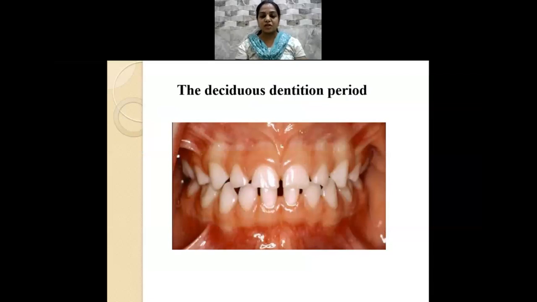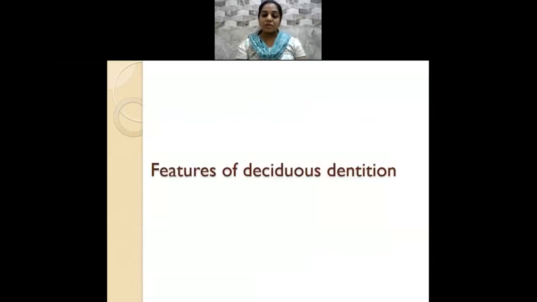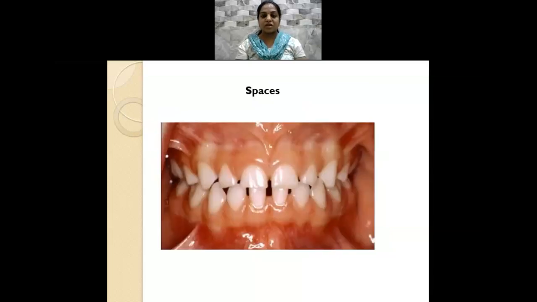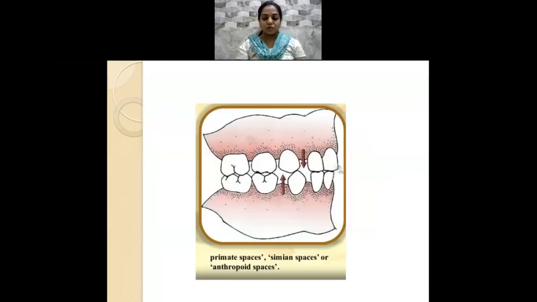Coming to the deciduous dentition period, this has various features. The main important features of deciduous dentition are spaces. Now, spaces can be classified as open dentition and closed dentition. What do you mean by open dentition? Where there are spaces, those are open dentition, and if they don't have any spaces, those are called closed dentition. Now, in case of open dentition, we have two types of spaces.